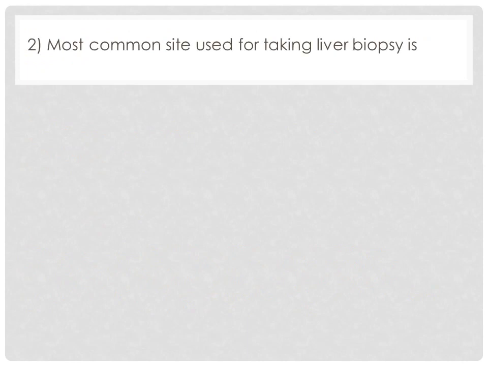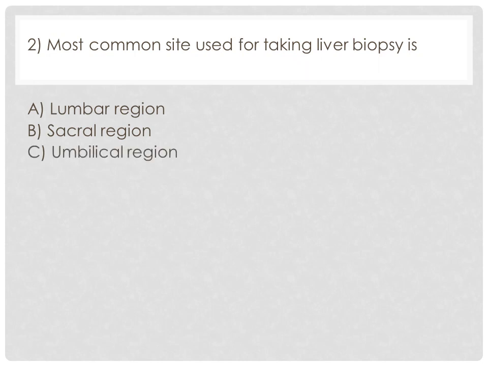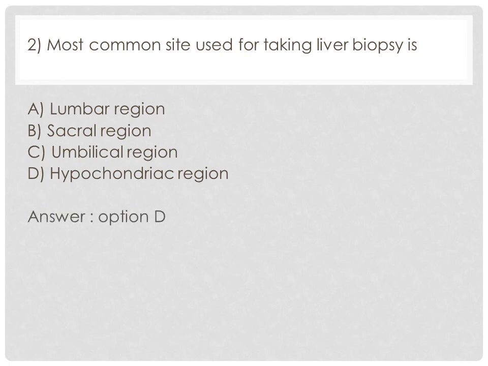The most common site used for taking liver biopsy is. The options are A. Lumbar region, B. Sacral region, C. Umbilical region, and D. Hypochondriac region. And the answer is option D. Hypochondriac region.